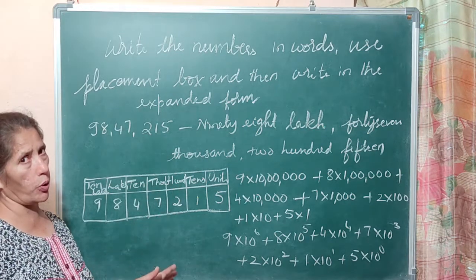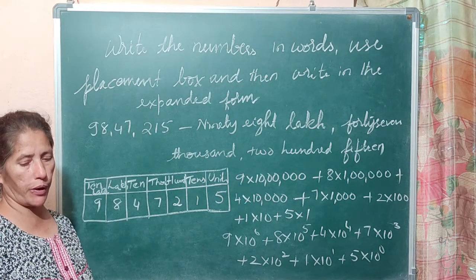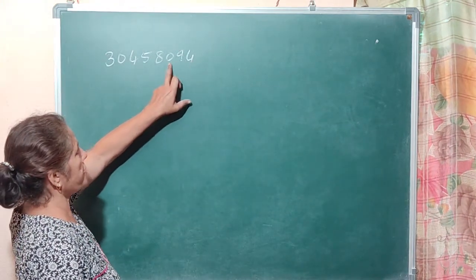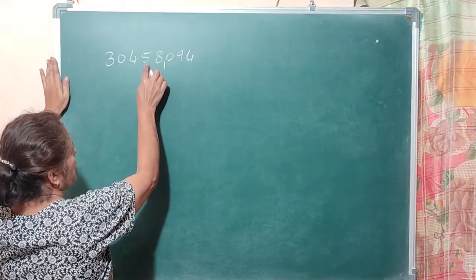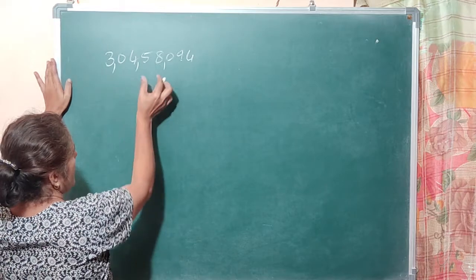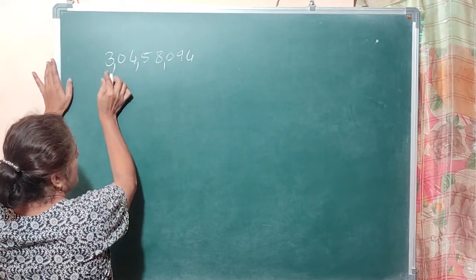Yes. I'll do one more, and then we'll go to exercise 1.1. Okay? Shall we start? 1, 2, 3, comma, 1, 2, comma, 1, 2, comma. See, this is thousand, this is lakhs, this is crores.